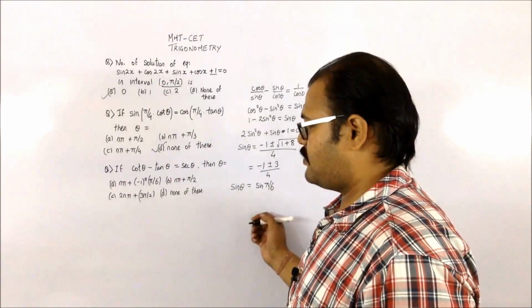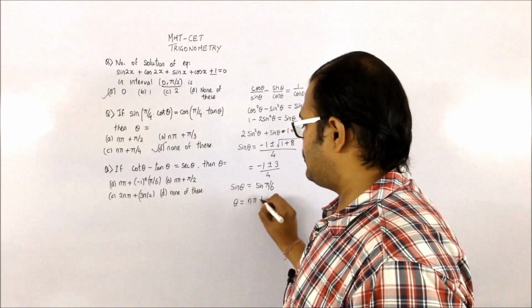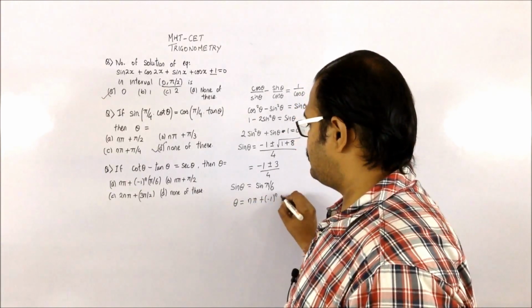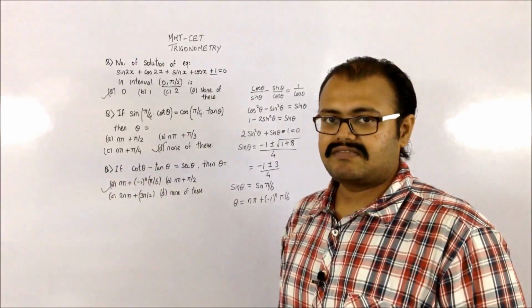Now if I apply the formula which I know, theta will be nothing but n pi plus minus 1 raised to n pi by 6. So you can see that it's your A option which is correct.